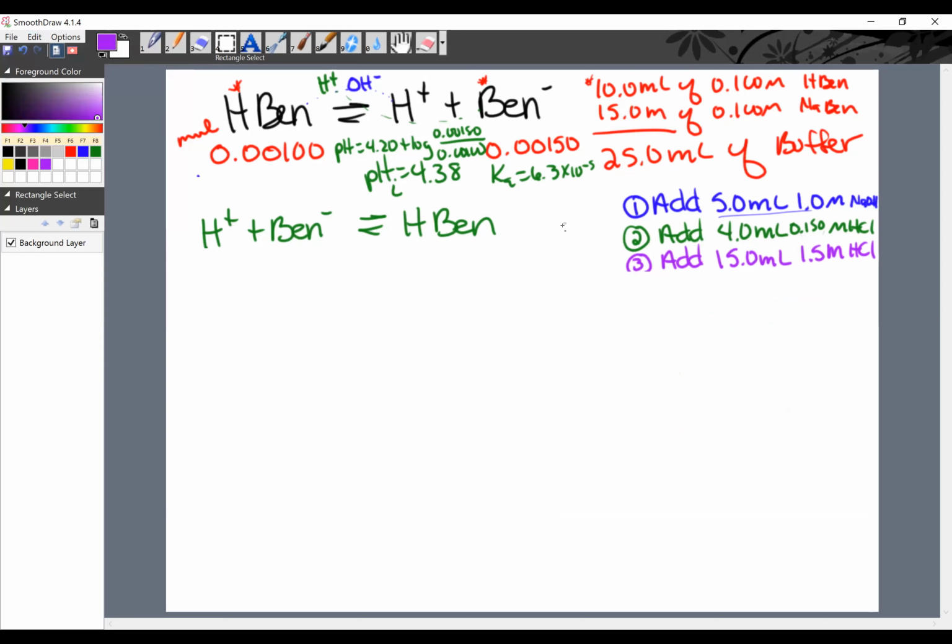All right, so this time we're going to add 15 mils of a 1.5 molar HCl. Well, how much did I start with? Okay, let's see. So 15, I'm going to convert that to moles. So 15 divided by 1,000 times 1.5 is 0.0225.